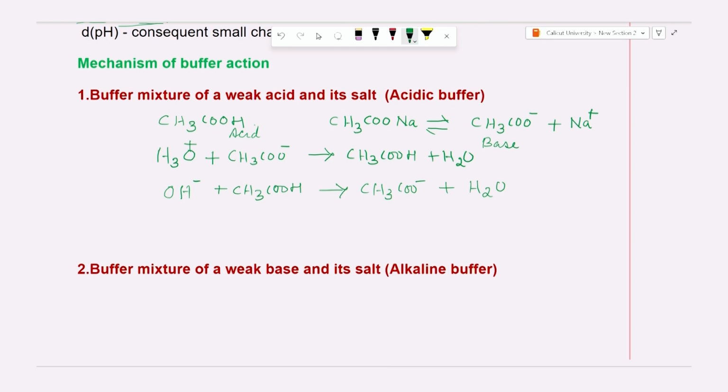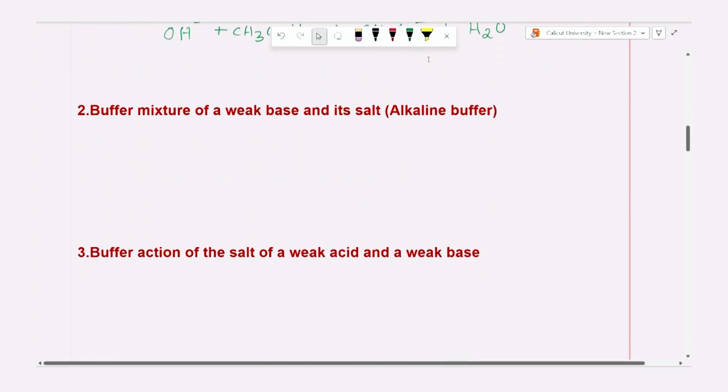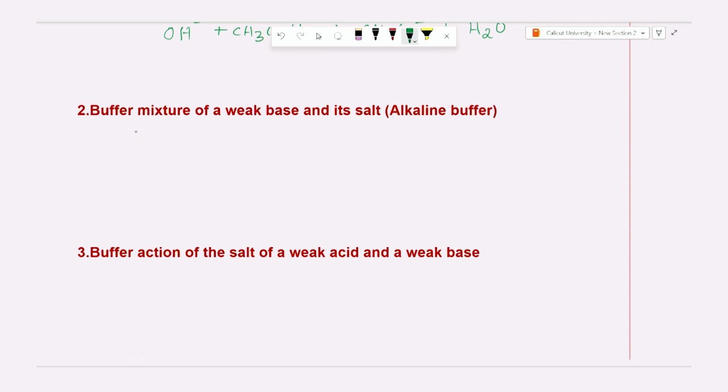Now, let us go for the alkaline buffer or basic buffer, where we have a weak base, let it be ammonium hydroxide, and its salt with a strong acid. So, I have to take ammonium chloride.